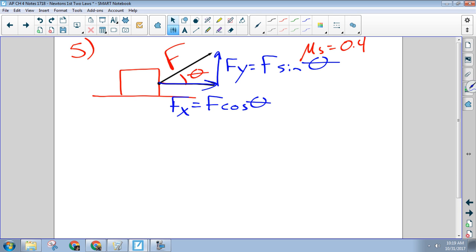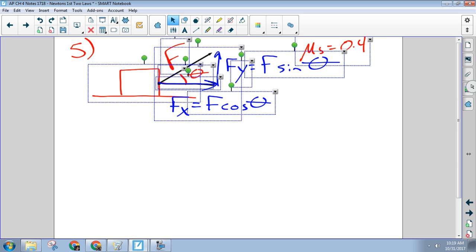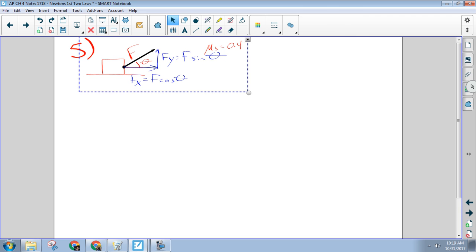Everybody good? All right, so what I'm going to do now is make a brand new drawing. This one's garbage now because it's too cluttered. I've got forces at angles and forces not at angles. I don't like that. New drawing. So I'm going to smallify this to give myself a little room to work with. Smallify, that's right.